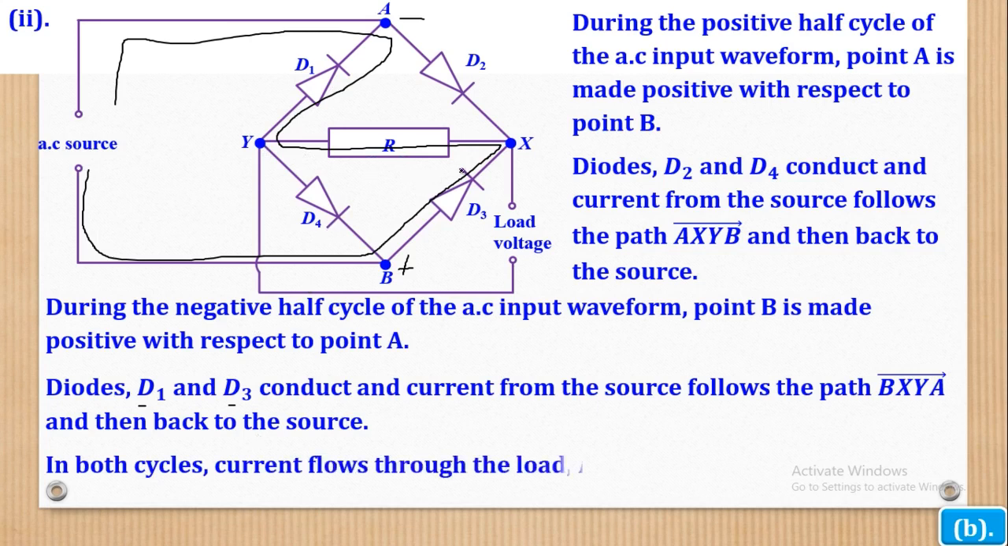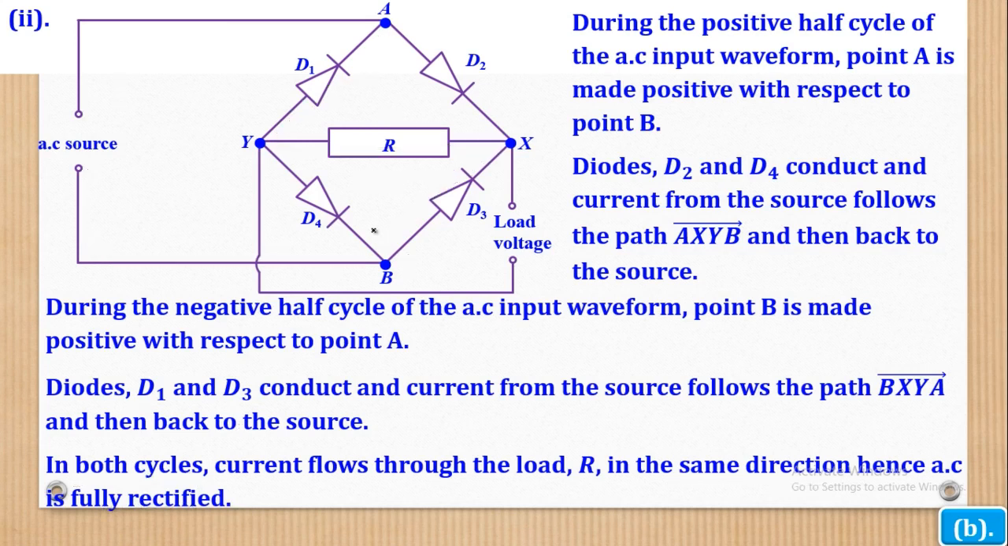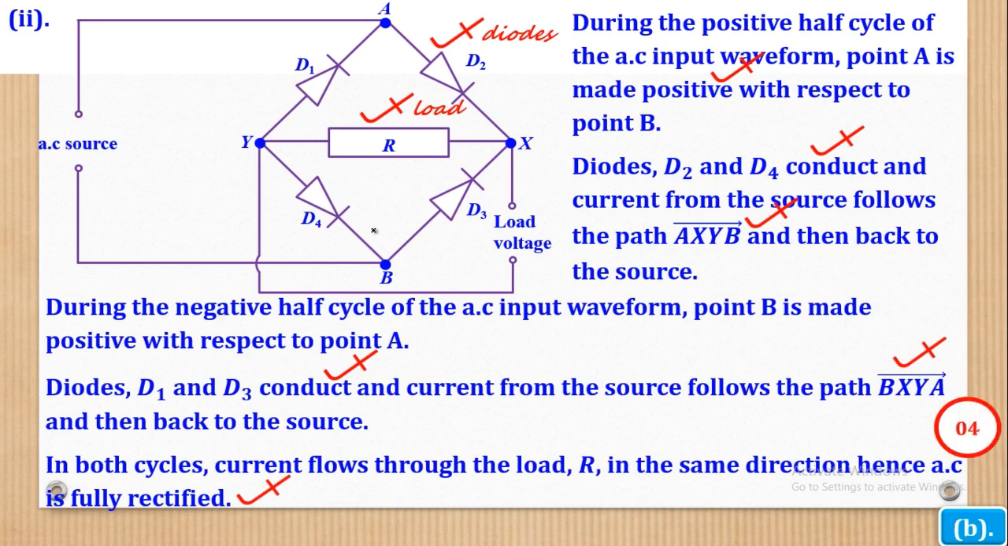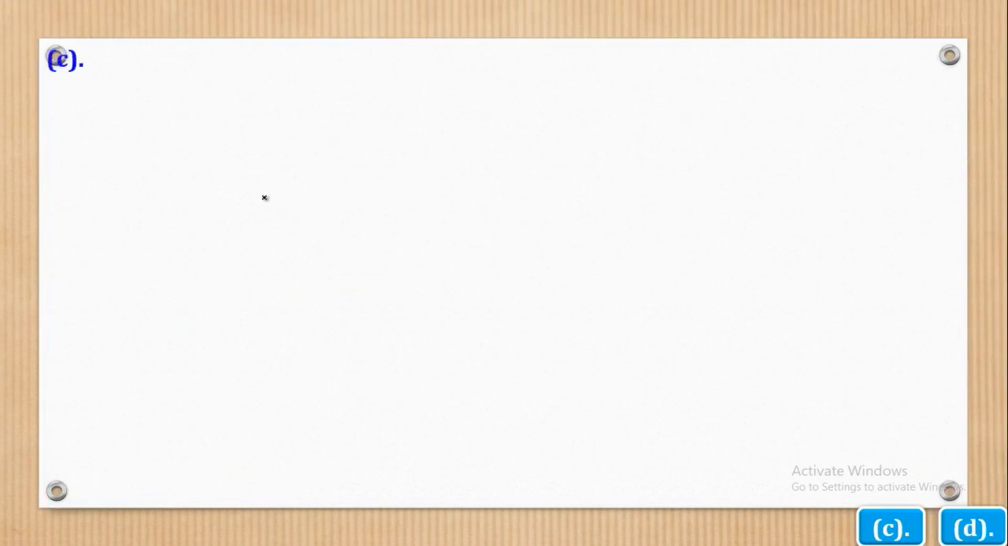So that means that it takes this direction. Remember also previously the direction was XY. Therefore we shall say that in both cycles, current flow through the load is in the same direction, and hence AC is fully rectified. So that is how marks will be awarded. So now we shall go to part C.